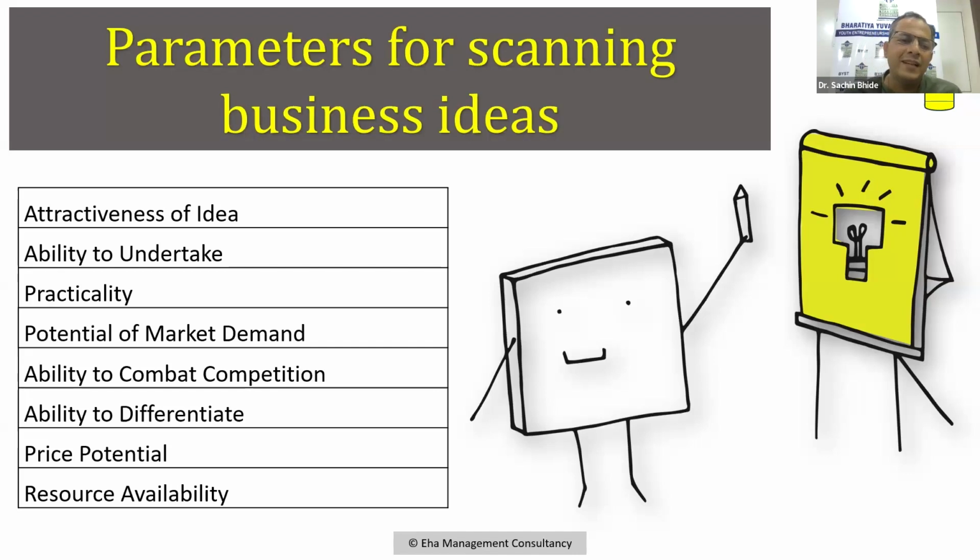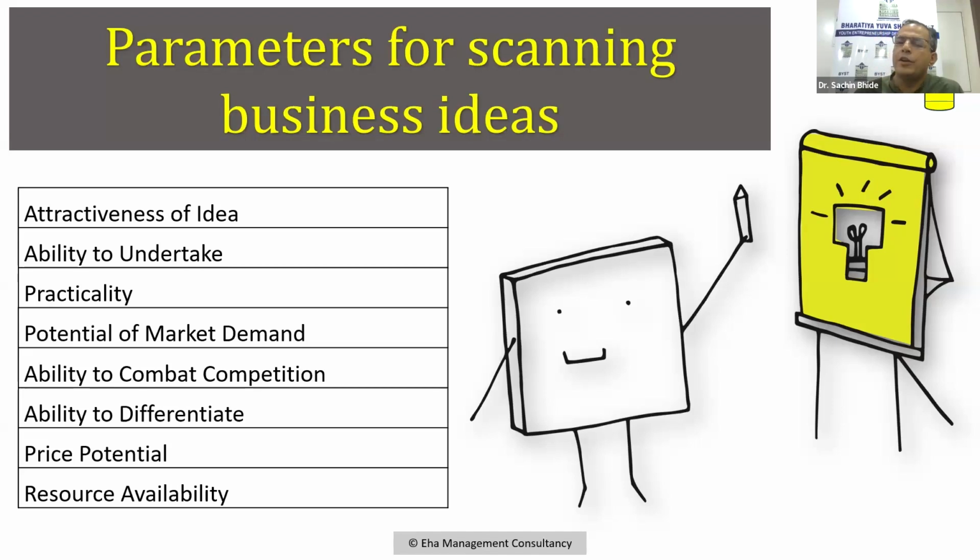So it is easier said than done, because there should be enough people who are not only interested in the product, but also have the ability to pay for it. So potential for market demand is very important. Next parameter is ability to combat competition. If there is tremendous competition already available for that product, do you have the ability to combat that competition? I'll give you an example.